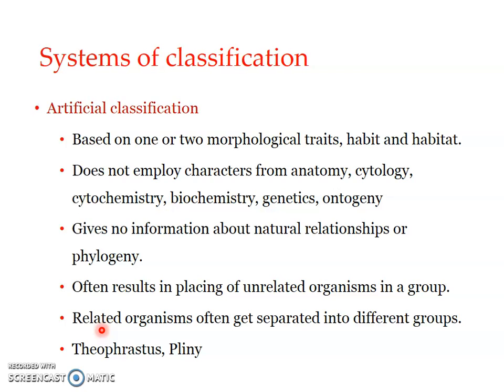Obviously they don't even take up the phylogenetic data for classification, so they don't give any picture on interrelationships or phylogenetic relationships. And often this kind of classification results in grouping of unrelated organisms in the same group, and related organisms get separated into different groups. So such kind of error happens during the artificial system of classification. Okay, and this was followed during the early period of systematics, and the major proponents were Theophrastus, Pliny, etc.